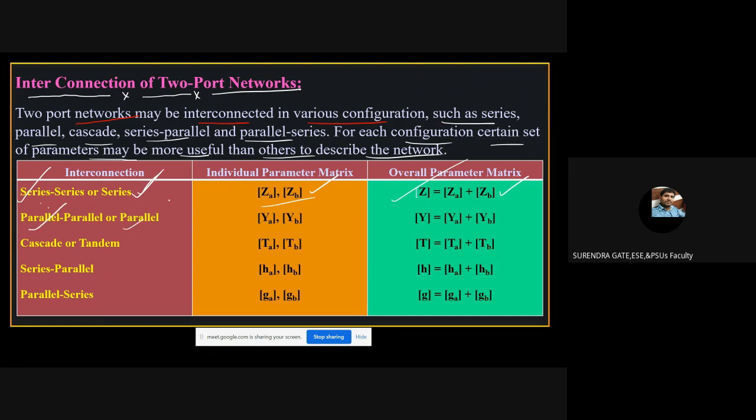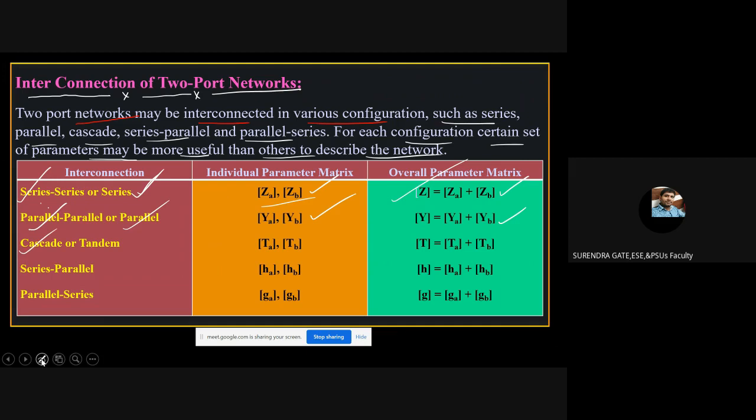Parallel connection, or simply a parallel connection. Then which parameters are preferable? Y parameters. In that we can add Y parameters directly in a parallel connection. If the networks are in parallel connection, then which one is preferable? Y parameters. We can use the Y parameters to analyze the network.